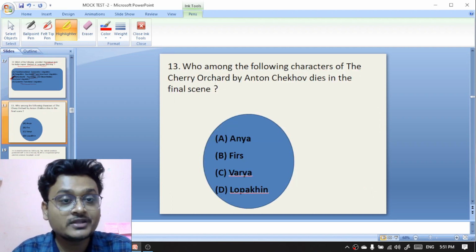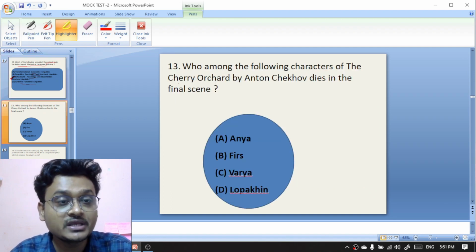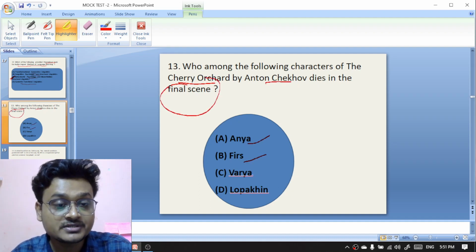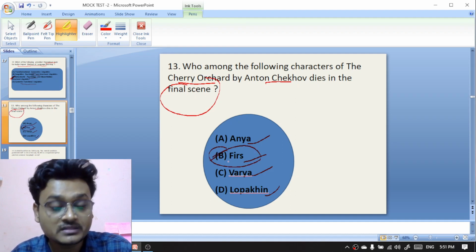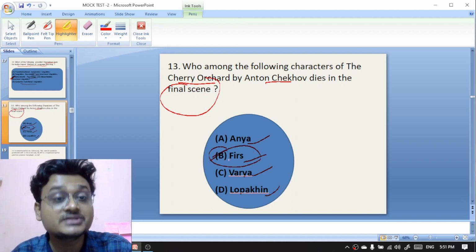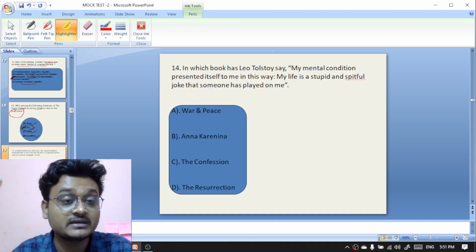Okay, who among the following characters of The Cherry Orchard by Anton Chekhov dies in the final scene? Anya, Firs, Varya, Lopakhin. So here Firs is the one who dies in the final scene of The Cherry Orchard by Anton Chekhov.